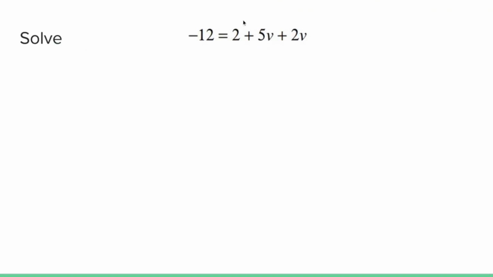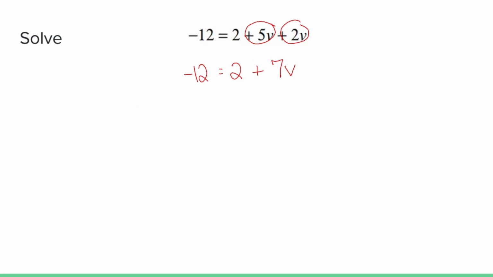Yes, let's solve an equation, shall we? We have negative 12 on the left. We have 2 plus 5v plus 2v on the right. If you have multiple things going on, try to combine like terms on each side first, like we were about to do here. That becomes 7v. And then the negative 12 and the 2 and the equal sign and the plus sign drops down.